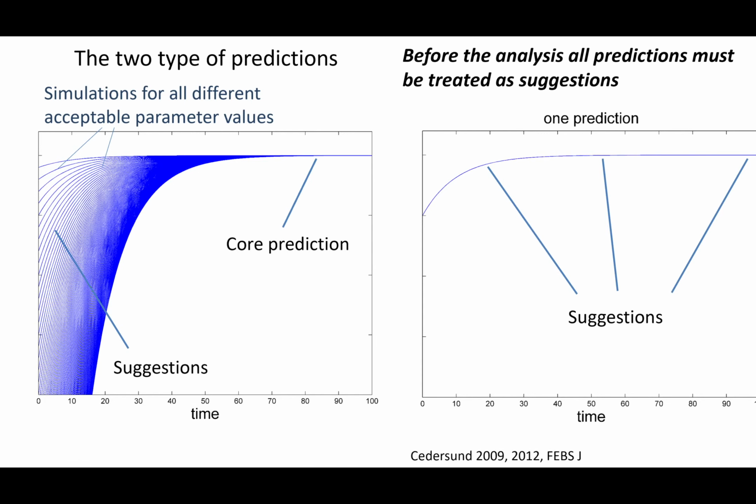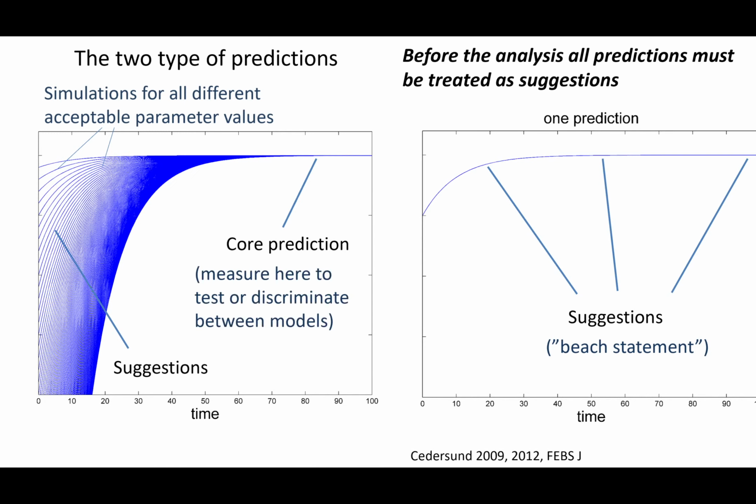And the key thing is that if it is a suggestion, then it's basically just something that you could lie on the beach and say. That's why in the beginning, when I wanted to argue against people not doing any type of uncertainty analysis, I used this term a lot as a derogatory statement: if you don't do uncertainty analysis, you are just saying it could be like this, could be in some other way, and it's a very, very weak statement. But if you have done this analysis, then you can either test or discriminate between models by core predictions, which should be different for the different hypotheses, or you can identify the parameters better by measuring here.